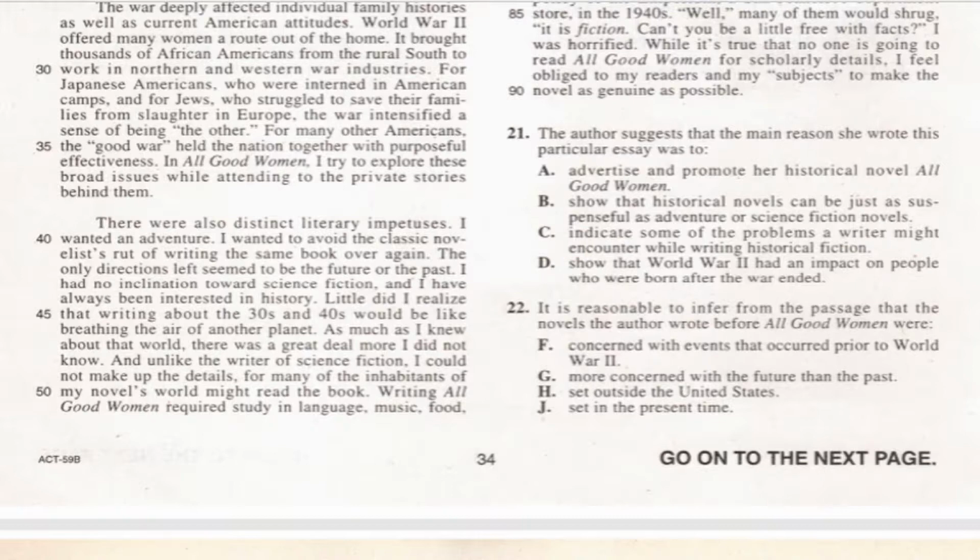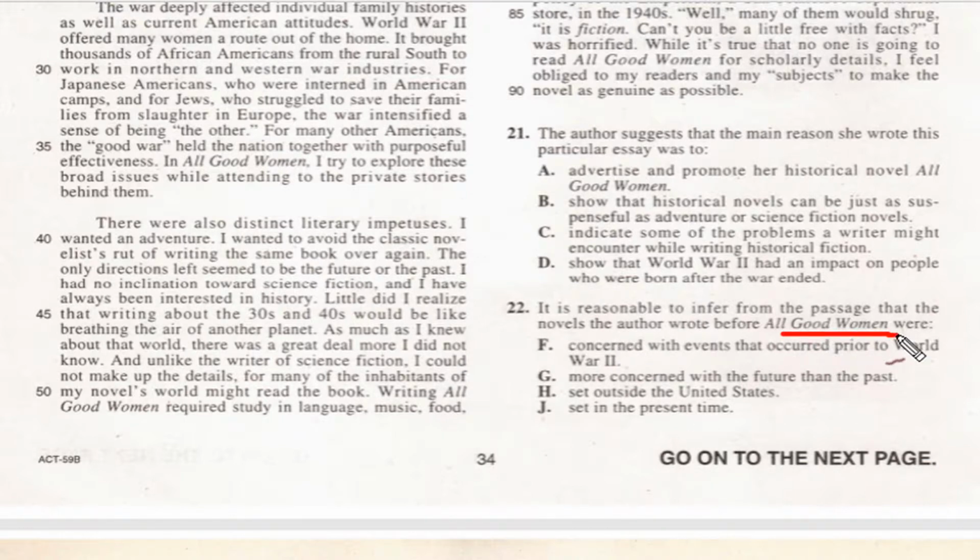Let's take a look at the next one, problem number 22. As it reads, it's reasonable to infer from the passage that the novels the author wrote before All Good Women were what? All right. So the first thing that I did is I remembered from the last question that the lady said she was a baby boomer. So that means that she was not alive to write about wartime stories. All right. So I'm thinking about that. The second thing that I did is I looked for that word novel, because I underline all the keywords it potentially could be.